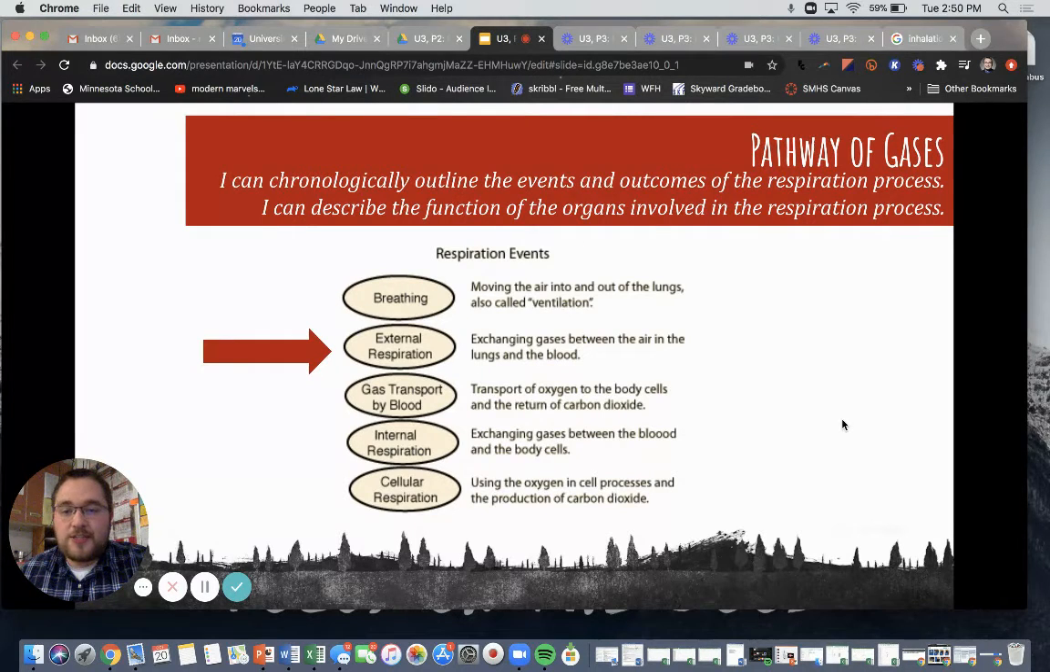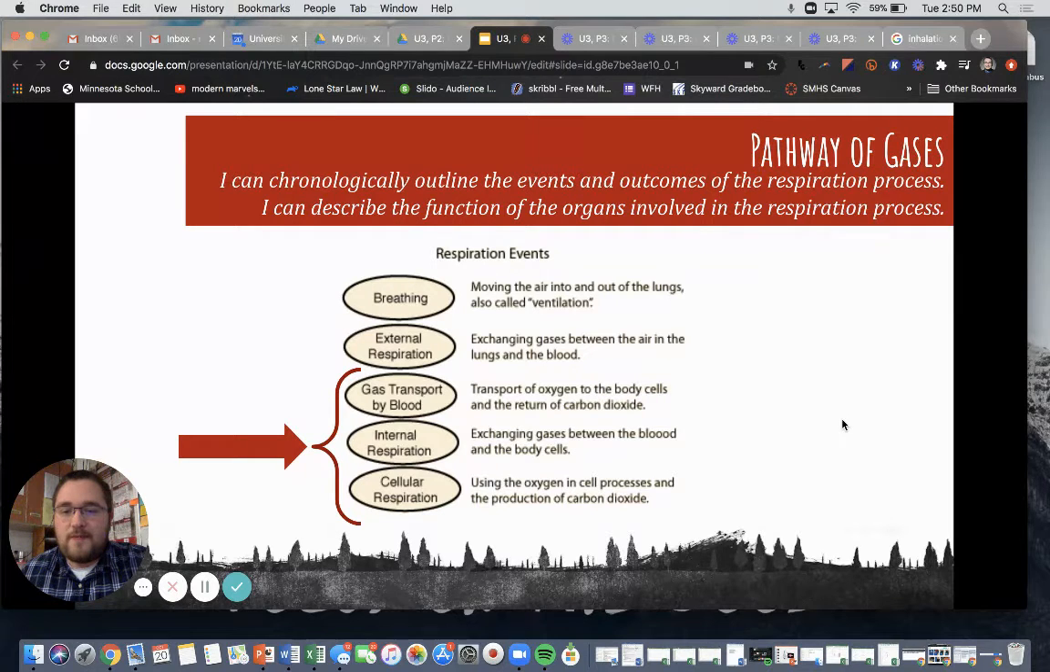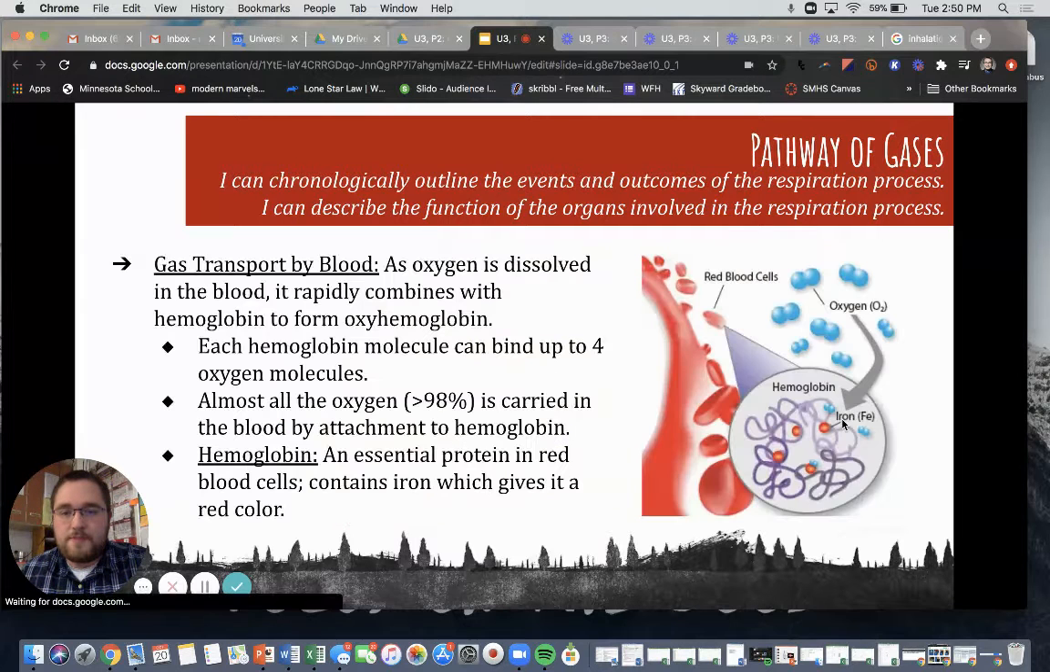Now we're going to focus on external respiration. This is the exchange of gases between air and the lungs and the blood. Gas exchange in the lungs takes place in the alveoli. Inhalation inflates the millions of alveoli in the lungs. Oxygen and carbon dioxide diffuse, and we talked about diffusion in this class. They diffuse through the wall. I'm not going to expect you to memorize the diagram on the right, but just know that this diffusion occurs through the alveolar wall. Then lastly, we're going to focus on gas transport, internal respiration, and cellular respiration.